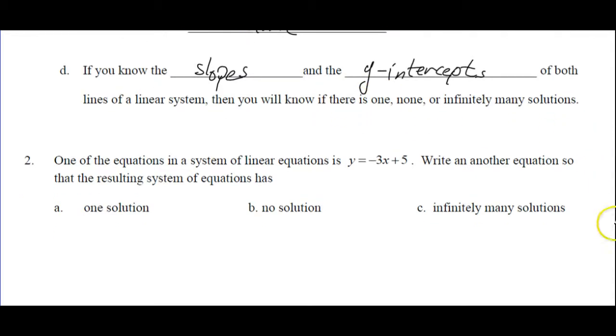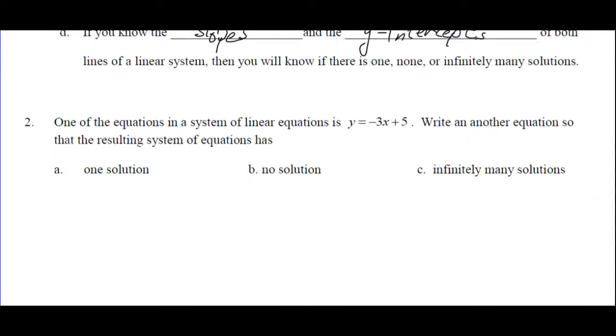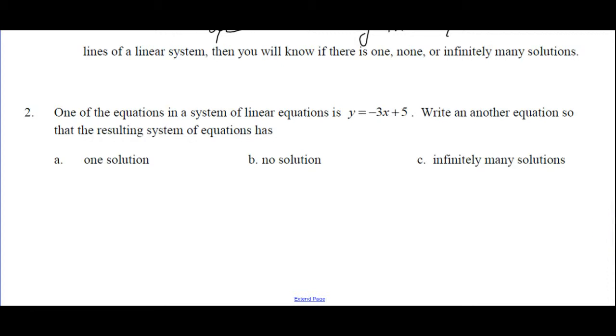One of the equations of a linear system is y equals negative 3x plus 5. Write a system so the resulting system has one solution. Y equals 2x minus 7. Basically anything but negative 3x. No solution. Got to be parallel, so negative 3x, but different intercepts, so minus 3. The intercepts are the same.